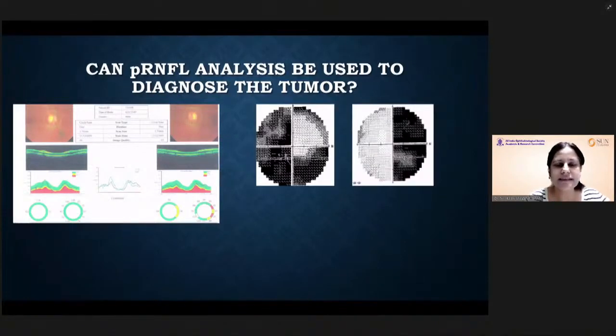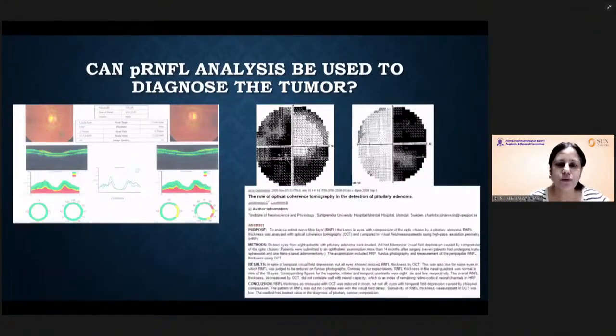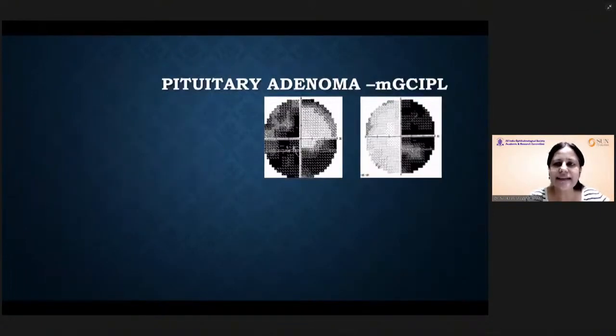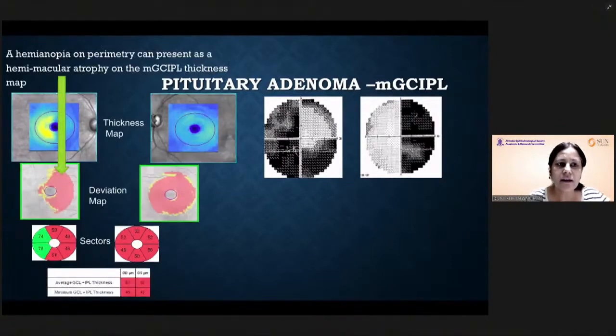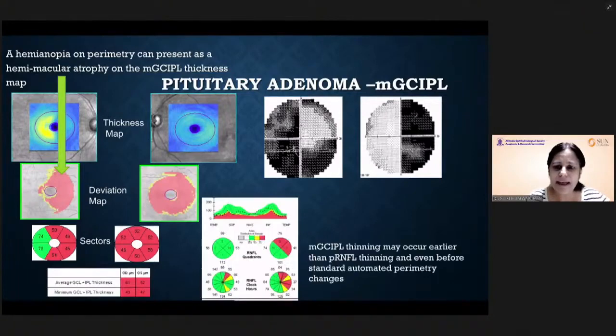Look at the visual field, it's giving much more information than the OCT. Whereas the ganglion cell health gives more information than the RNFL. We can see here a hemianopia on perimetry can present as hemimacular atrophy on the GCC thickness map, and it may occur even earlier than the automated perimetry. For sure, it occurs before the RNFL thinning.